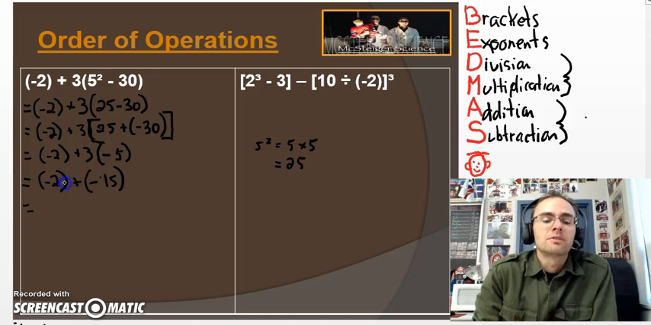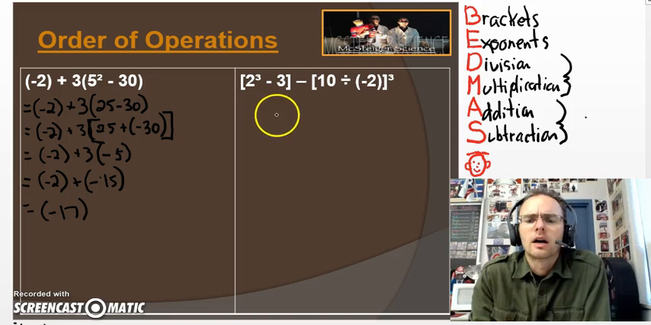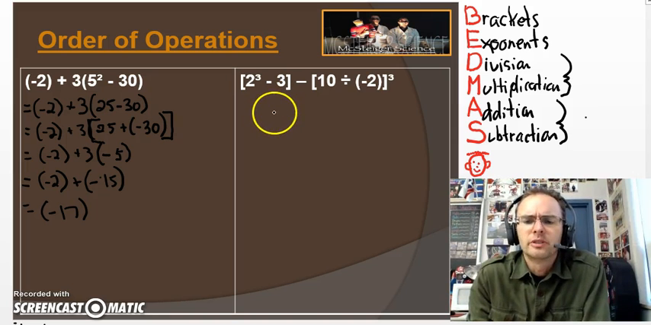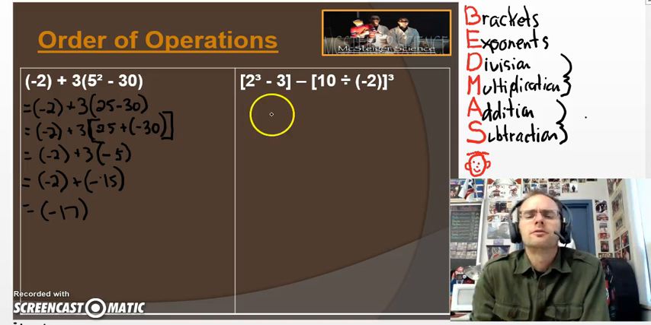I'm adding the same sign, so there are no zero pairs. You just simply put them together. So 15 and 2 together is 17. So my final answer is negative 17. And that's that. All right, now the second question that we have here is a little bit more extensive.